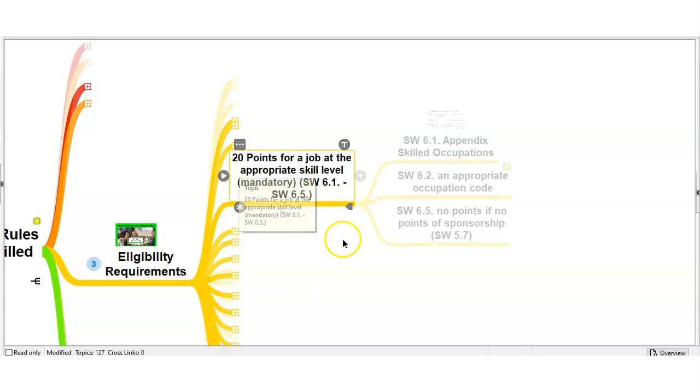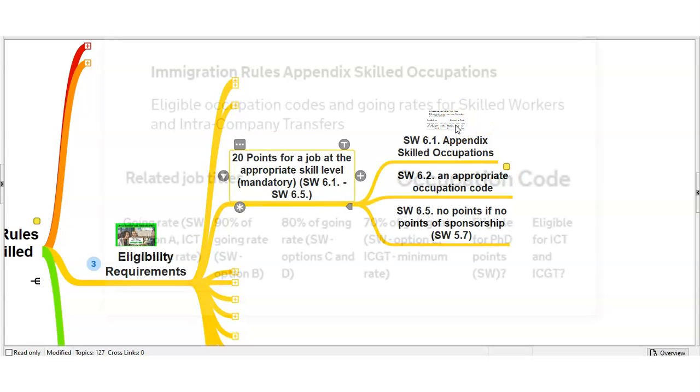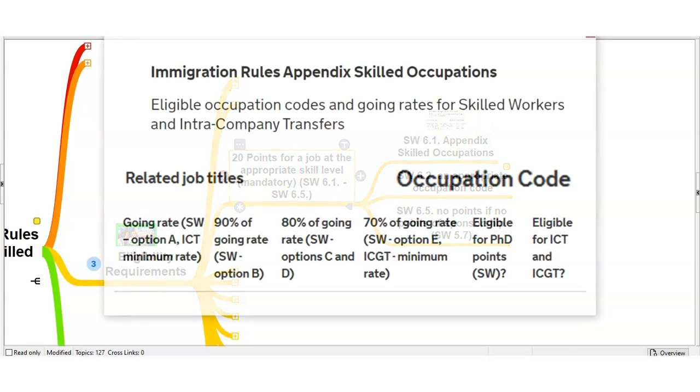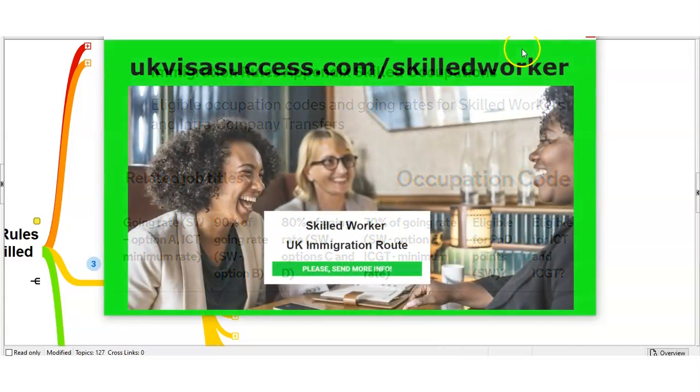skill level. First of all, they say that the job will need to be listed on the appendix, which is called Skill Occupations. And I have provided you with the link to this particular appendix at ukvisasuccess.com/skilled worker.